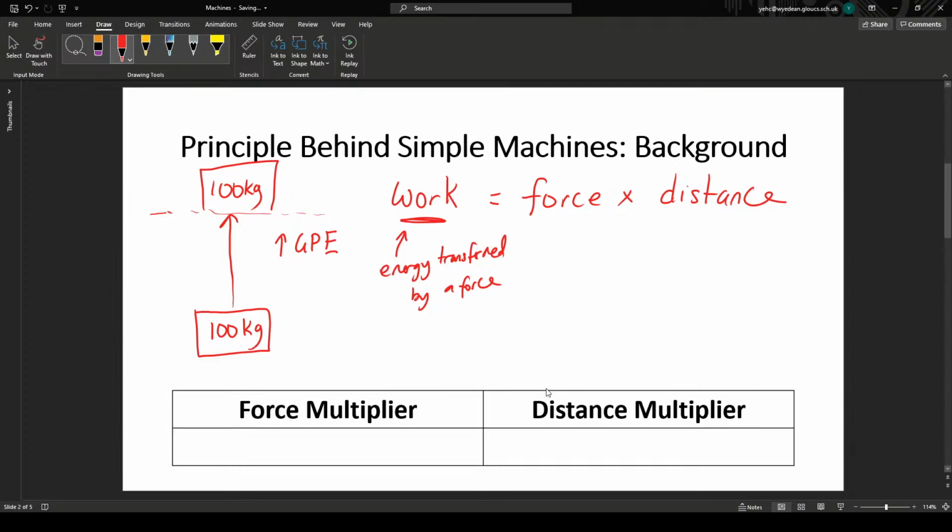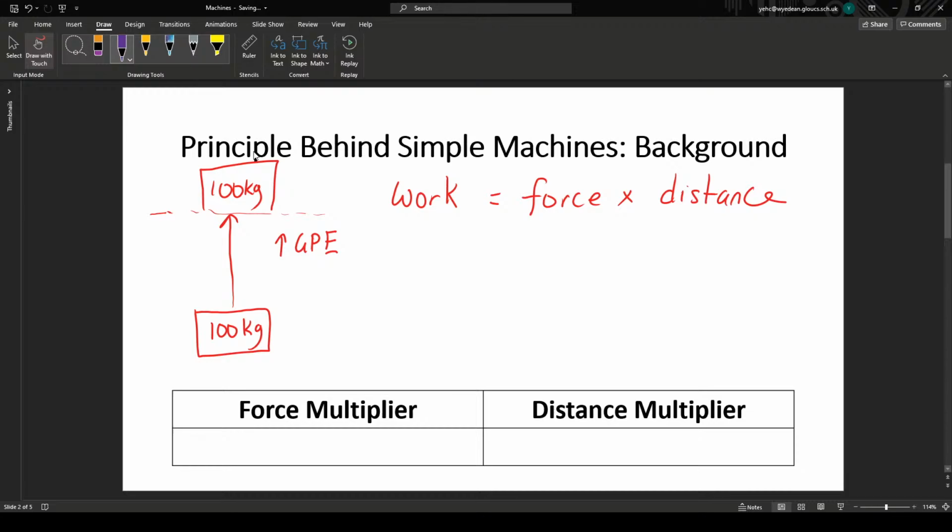So obviously, if you need to lift a box a greater height, you're going to need to do more work on the box. If you're lifting the box a shorter height, you need to do less work. So how much energy you transfer depends on how much force you input and also the distance that you're doing it with. One thing I want you to note though, from this formula, work equals force times distance, is the relationship between force and distance.